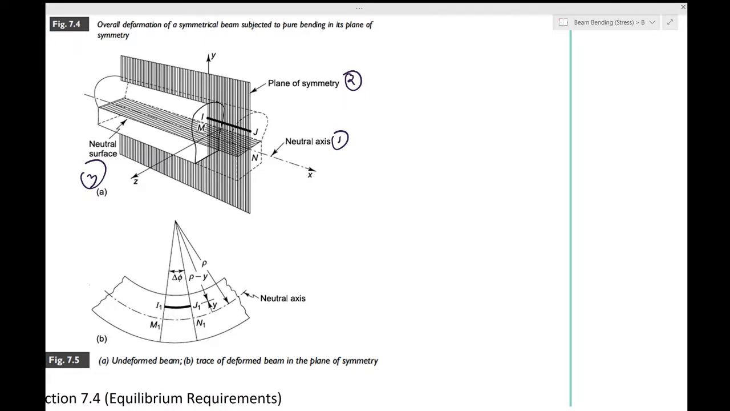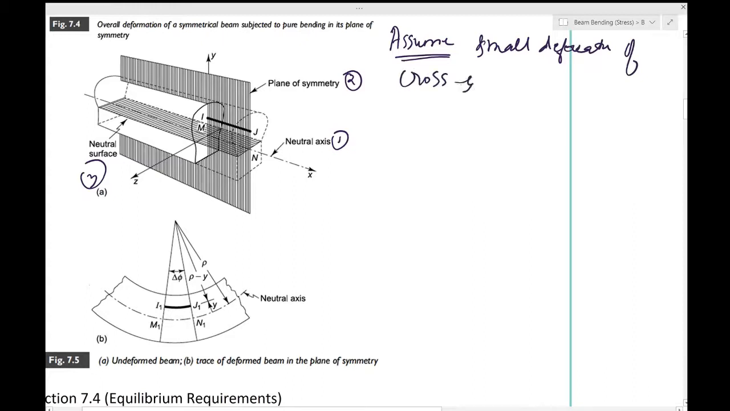Now, although we admit that there may be deformation of the cross section in its own plane, we make the following assumption. We assume that the deformation will be sufficiently small so that we can use the coordinates of a point in the undeformed cross section to provide an adequate approximation to the location of the point after deformation. That's not very hard to make. We make this assumption in the small deformation theory. So you assume small deformation of the cross section in its own plane.